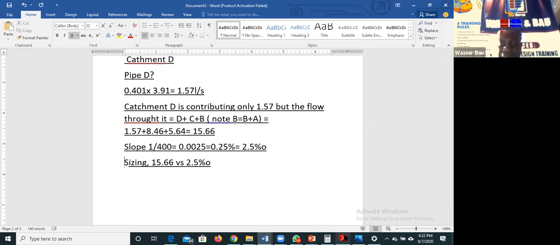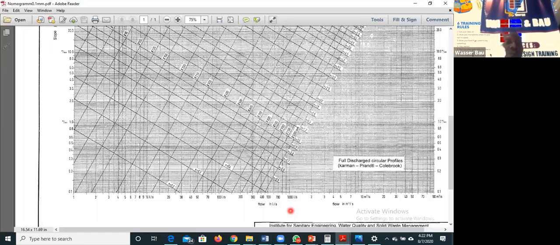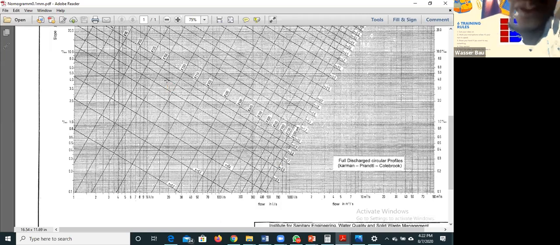So if I go to my chart now, please, this time I want everyone to read it. Get me the value. Can we read the value? 15.66 against 2.5 per mil, 2.5 per thousand. What did you get? If you get your value, put it in the chat box. I'll pause the recording. Resume recording.